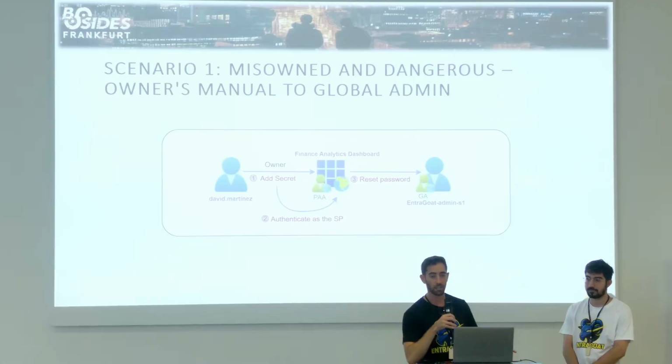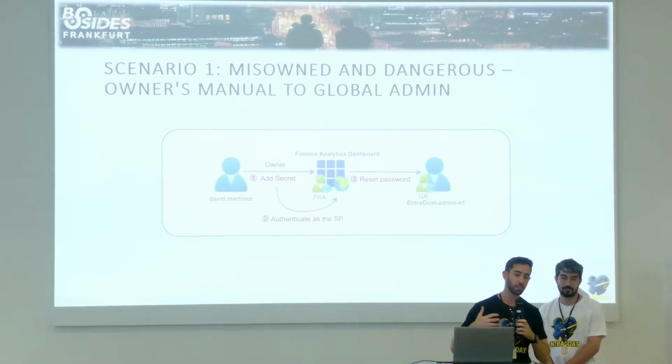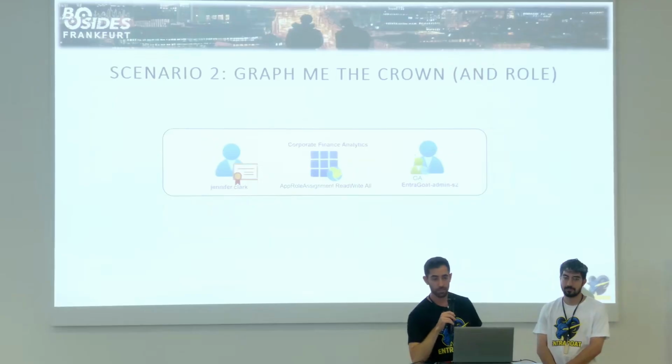You basically add a client secret to the service principal. You authenticate in the app-only context, meaning you operate in the context of the application itself. That way you can get its privileges and reset the global admin password. Very, very straightforward. Again, really beginner-friendly, just to grasp the initial understanding of what it looks like to operate from an application context.